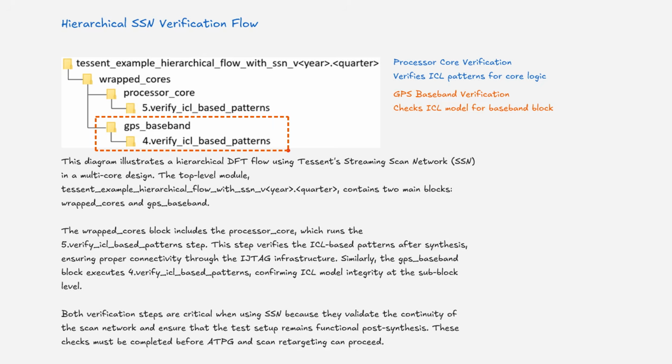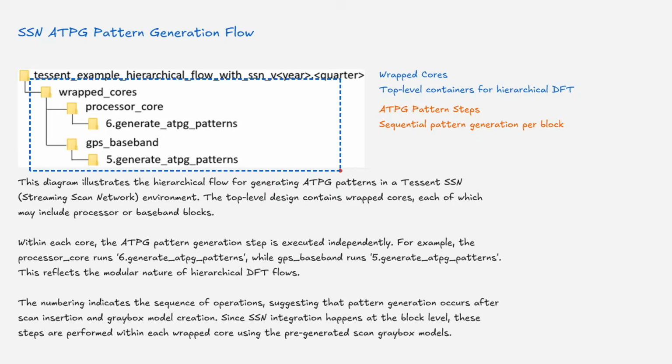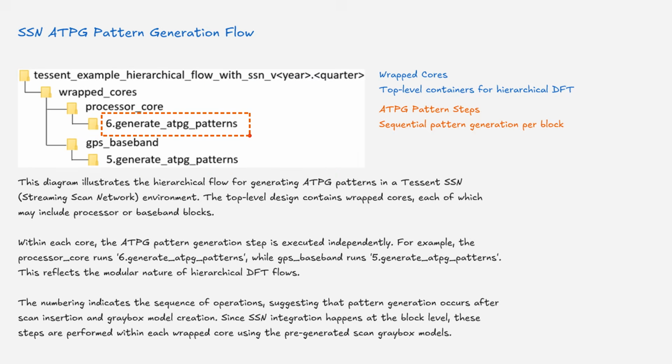These checks must be completed before a TPG and scan retargeting can proceed. This diagram illustrates the hierarchical flow for generating TPG patterns in a Tessent SSN streaming scan network environment. The top-level design contains wrapped cores, each of which may include processor or baseband blocks. Within each core, the ATPG pattern generation step is executed independently.